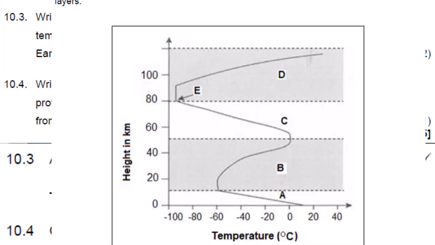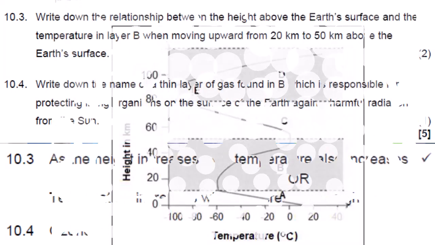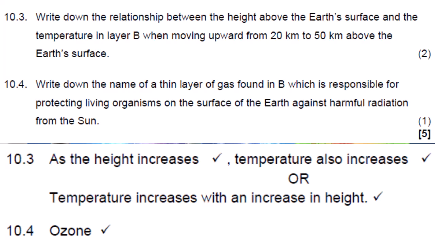Why does this happen specifically in the stratosphere? This links to Q10.4, doesn't it? It asks for the name of the gas layer found in layer B that protects us from harmful UV radiation. Precisely. That gas is ozone, O3. The stratosphere contains the ozone layer. And ozone absorbs UV light.